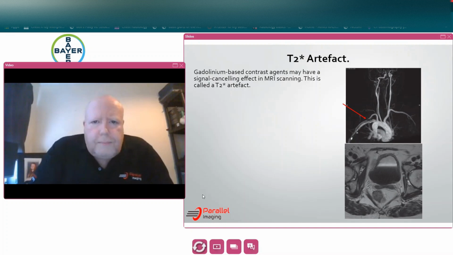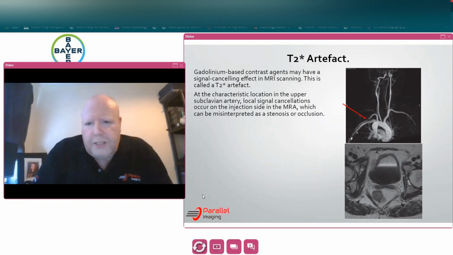And I think this is the final slide. Yeah, this is the final slide. So this is a T2 star artifact, and gadolinium-based contrast agents may have a signal cancelling effect, and this is called a T2 star effect or T2 star artifact.